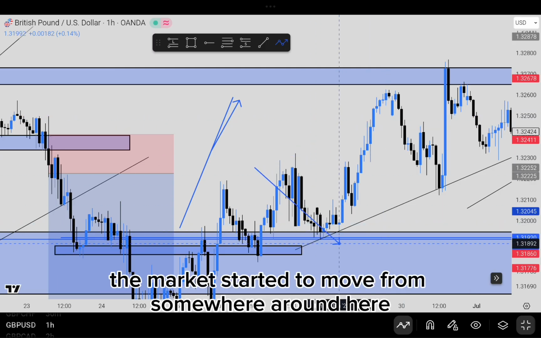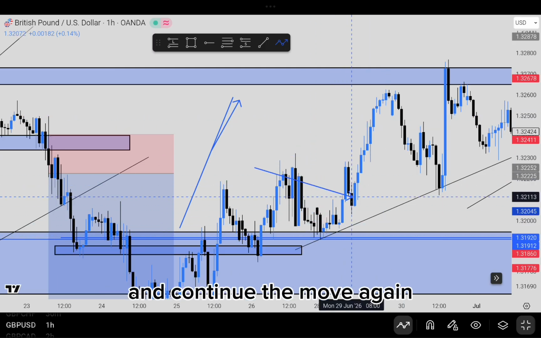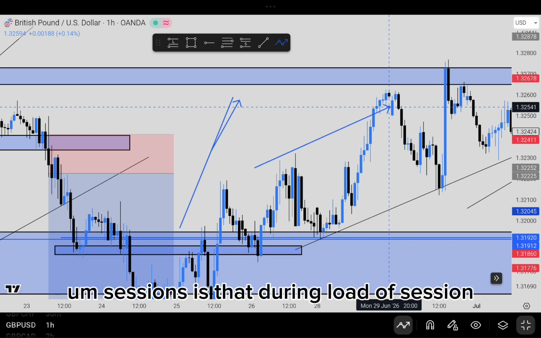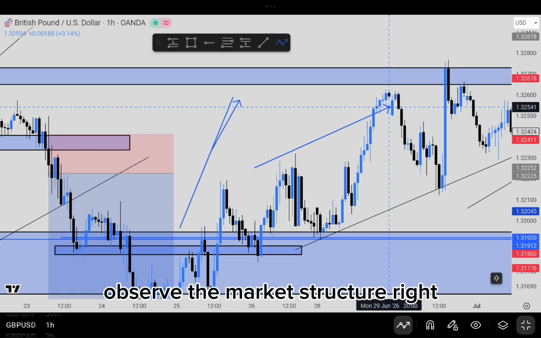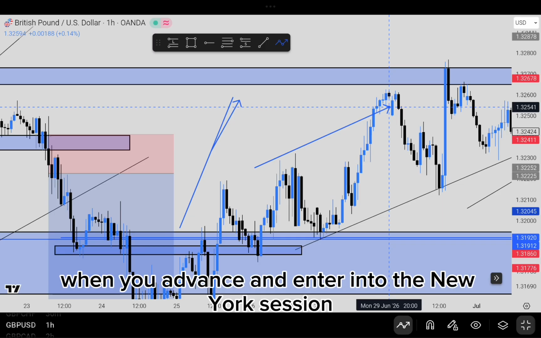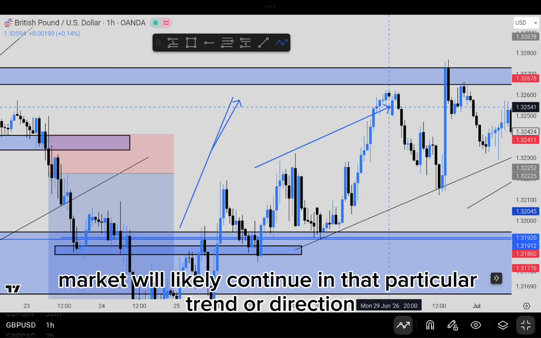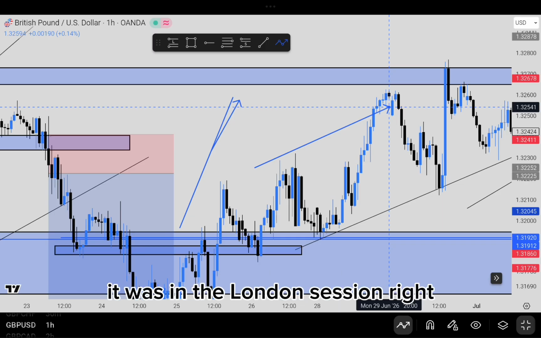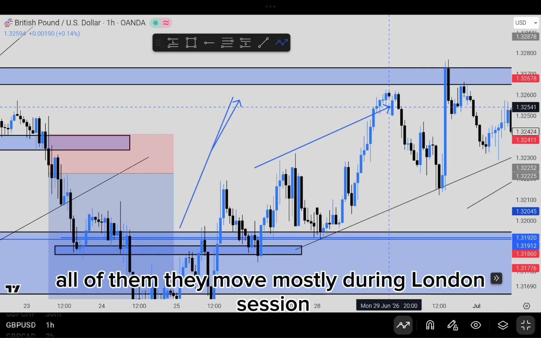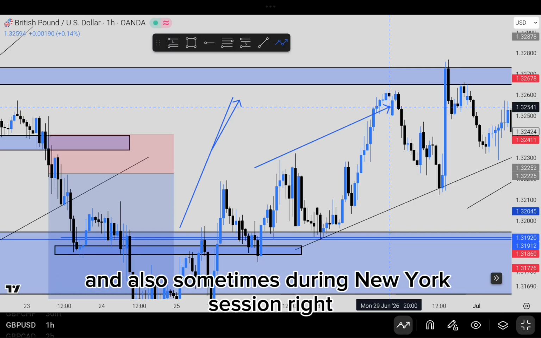During the London session, the market started the move from somewhere around here, then continued the move again. One thing you need to know about trading sessions is to observe the market structure and the trend, because when you advance into the New York session, the market will likely continue in that particular trend or direction it was in during the London session. Same thing with GBPJPY and GBPCAD. All of them move mostly during the London session and also sometimes during the New York session.